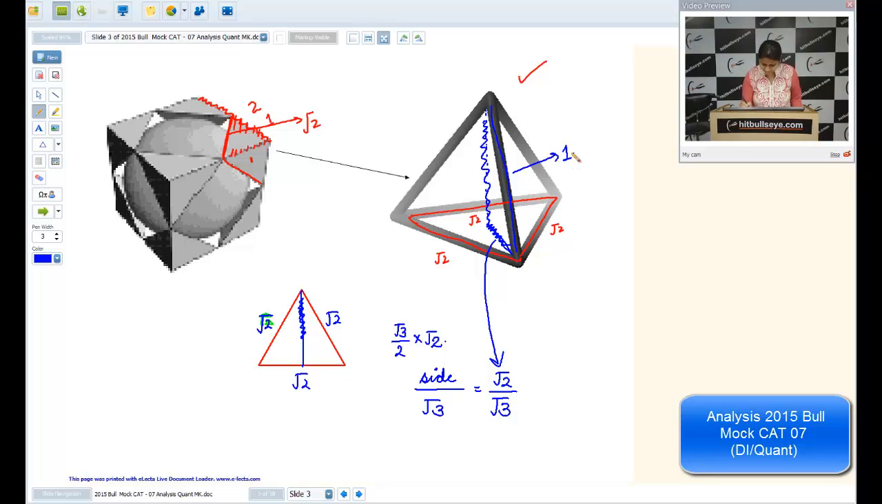Are you getting me? This is a question of visualization only. The complete length is 1, and this length will be root 2 by root 3. So what is this pink line length? It will be, by using Pythagoras, 1 square minus root 2 by root 3, its whole square, its square root. It will be 1 upon root 3. That is the height. Now this height is removed from 2 corners.